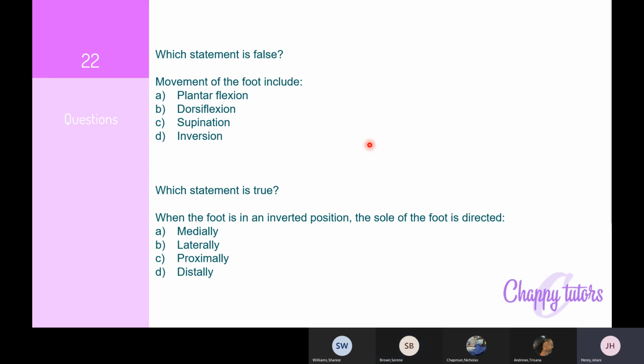All right, so inversion and eversion, right? The question said when the foot is in an inverted position. So they're talking about inversion of the foot, right? In the inverted position, or inversion, you're moving the sole of your foot medially towards your midline, right? So you're moving it in, hence inversion. You could think of that when thinking of inversion, moving the sole of your foot inward. Eversion is moving the sole of your foot laterally or outward, right? So the correct answer to this question is A, medially.